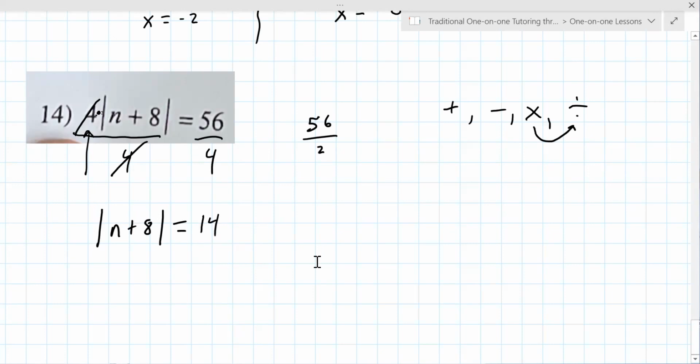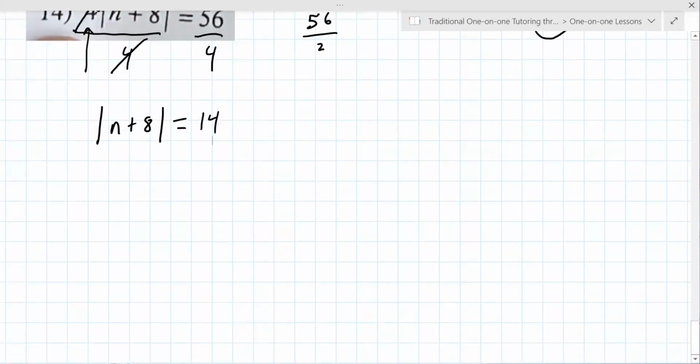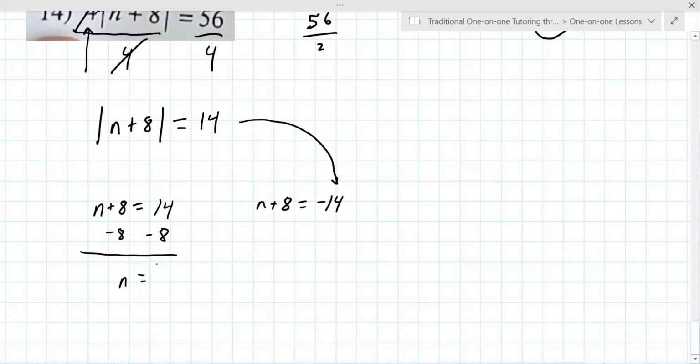What did we do in the previous problem? We wrote n plus 8 equals, n plus 8 equals, and then what number do we put to the right of the first equal sign? 14. What goes in this other place? Negative 14. Perfect. Subtract 8, subtract 8. What does n equal here when you subtract 8 from 14?